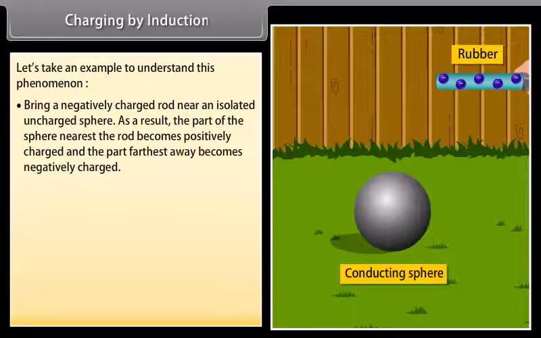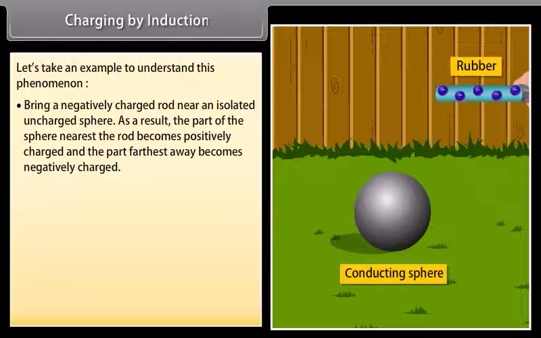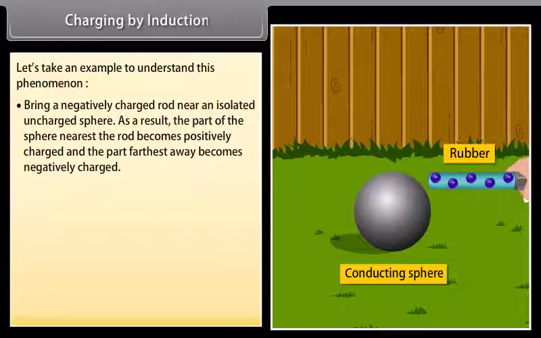Bring a negatively charged rod near an isolated uncharged sphere. As a result, the part of the sphere nearest the rod becomes positively charged and the part farthest away becomes negatively charged.